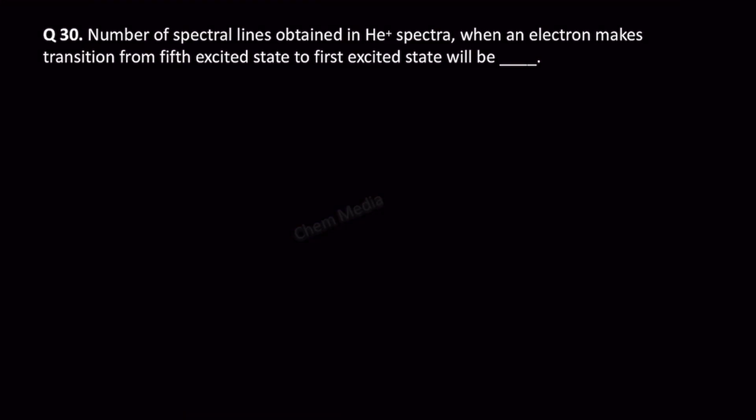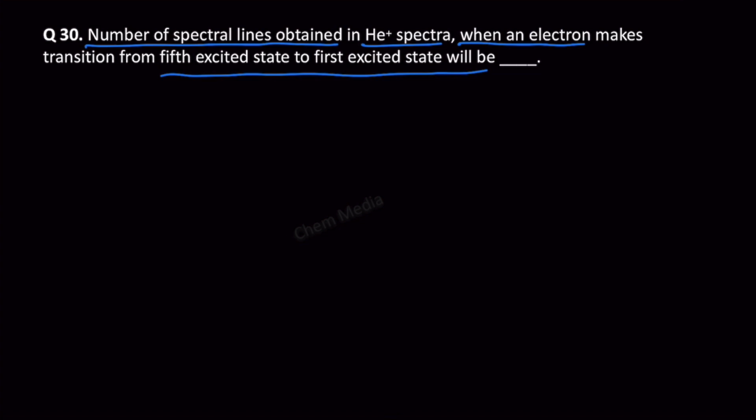Hello everyone, here is a question based on hydrogen-like atom. The number of spectral lines obtained in helium plus spectra when an electron makes transition from fifth excited state to first excited state will be how many? This question is somewhat deceiving in the sense like as if one transition is happening, but that is not true.